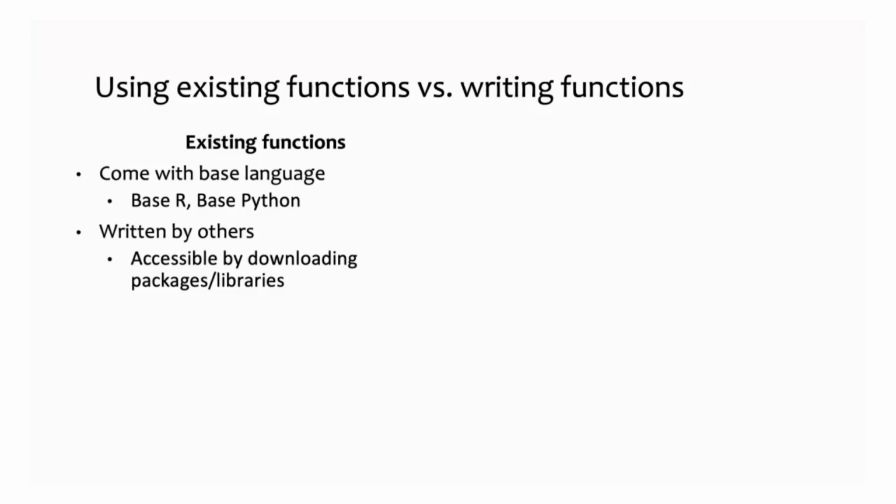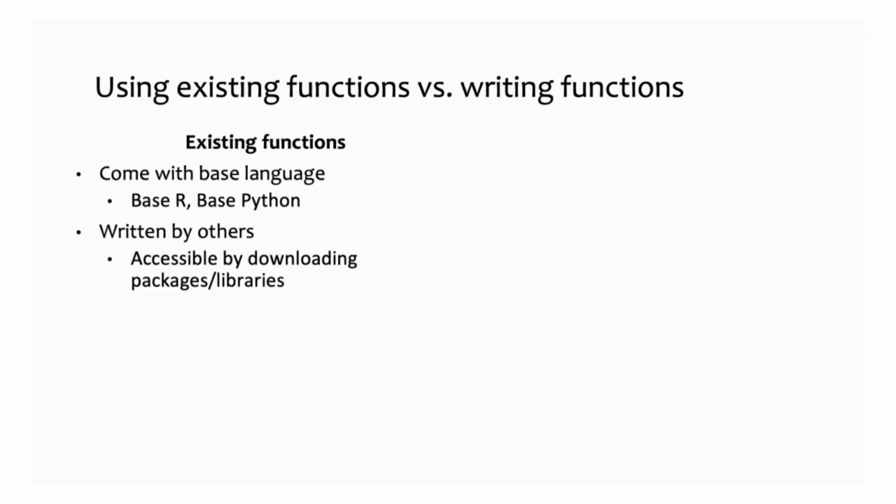So the existing functions come with either the base language, meaning when you download the language itself on its own, it has a lot of functions in it. And we call that language that's downloaded without anything added to it the base version of that language. So base R or base Python.